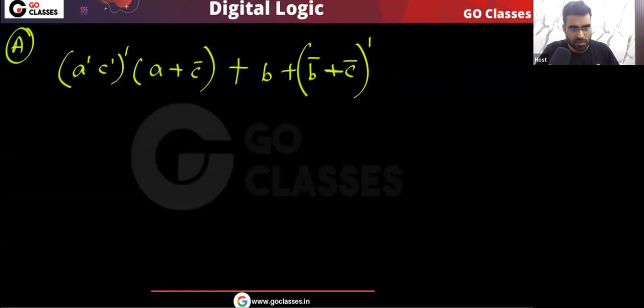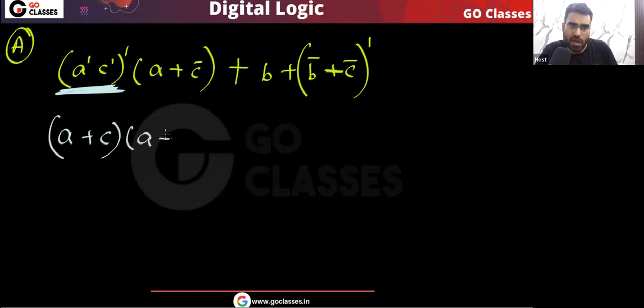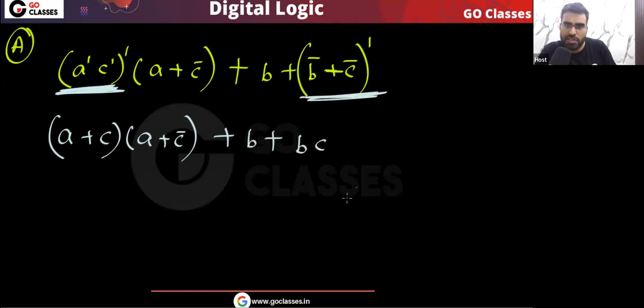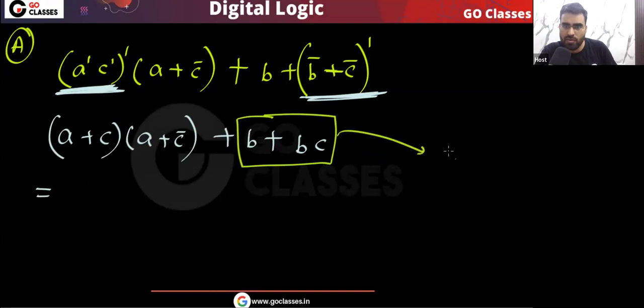So let's first simplify this. You can apply the De Morgan law here. A bar c bar whole bar is basically a or c, and a or c bar, correct? Or b, you can apply the De Morgan law here also. What you will get is bc. Now you can apply the absorption law, so this will be the same as b, correct?